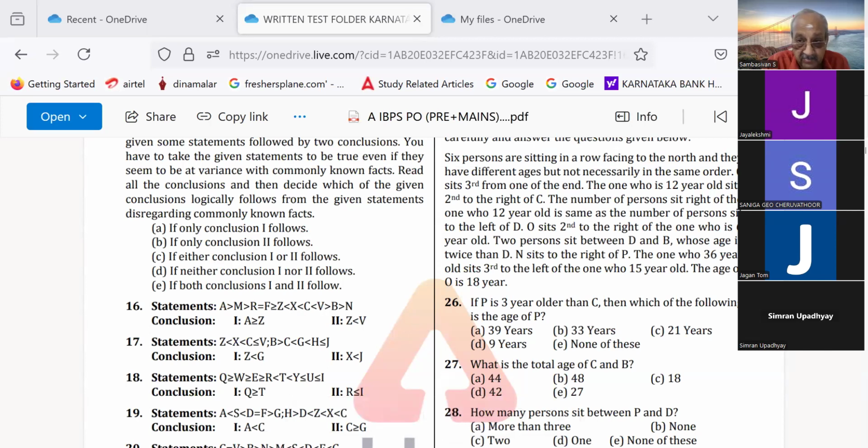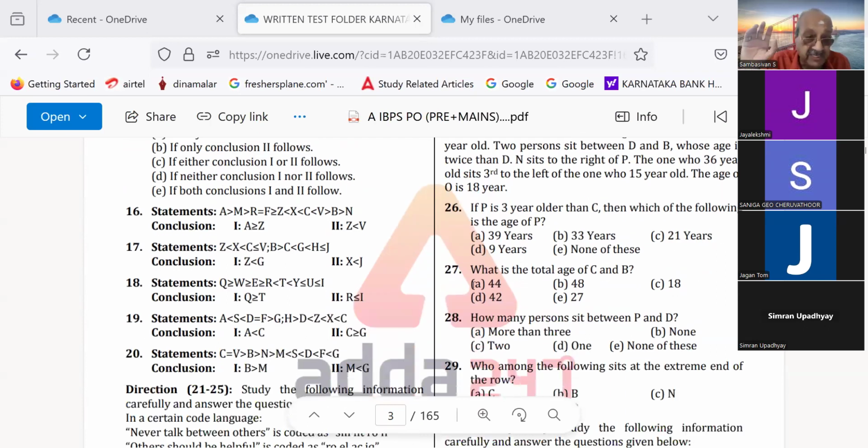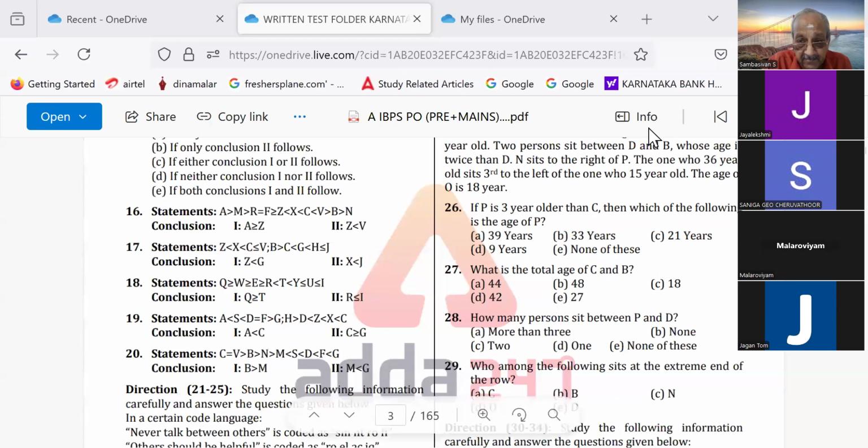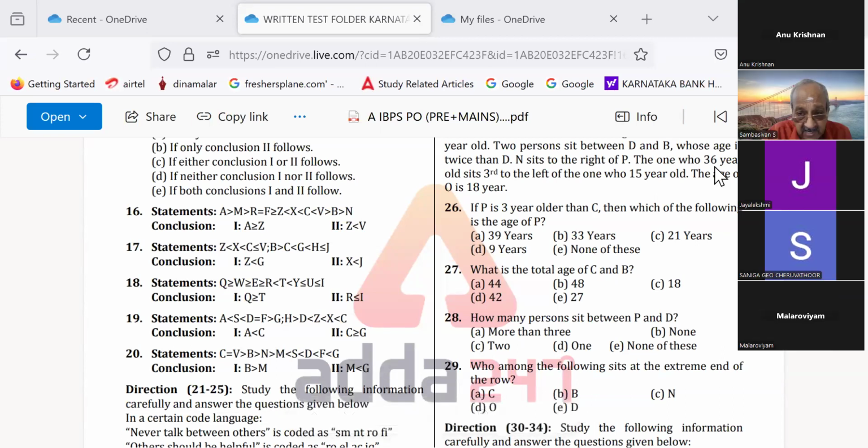Could you follow? Yes, sir. All of you, please work out questions 16 to 20. I will give you 5 minutes. Or if you want some explanation, I will explain the first problem so that you can do the next problem. Is it okay? Do you want explanation or you can do it yourself? Anybody wants explanation? Please raise your hand. Nobody wants explanation?